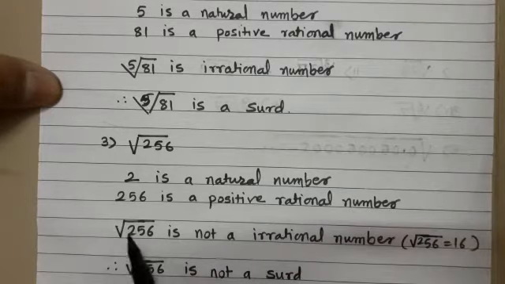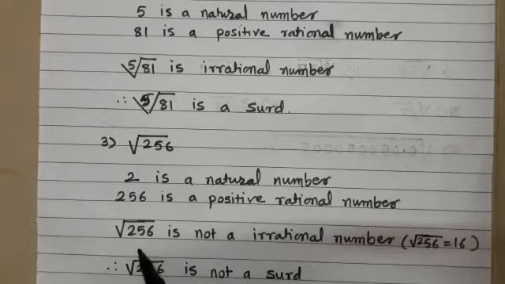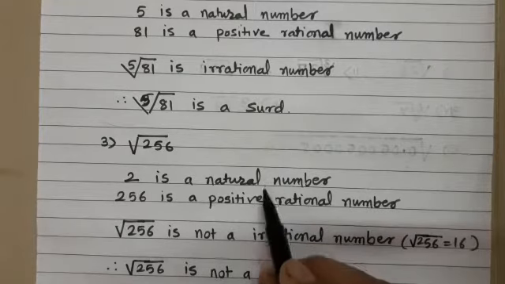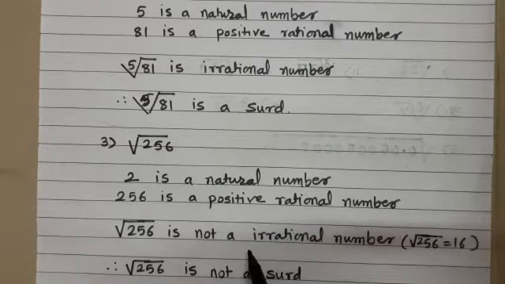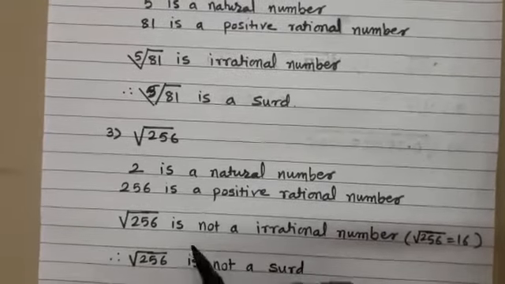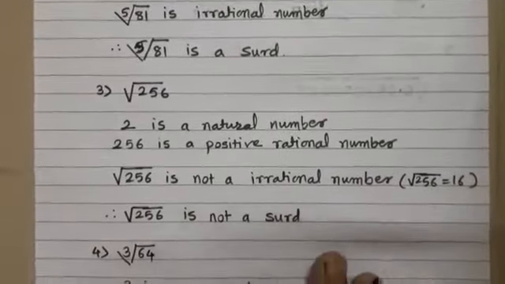And this square root of 256 is not an irrational number. It is not irrational number because 256 is the square of a number and that number is 16. That means square root of 256 we get 16. That's why it is rational. It is not irrational number. First two conditions are passed, but it is failed in the third condition. That's why square root of 256 is not a surd.